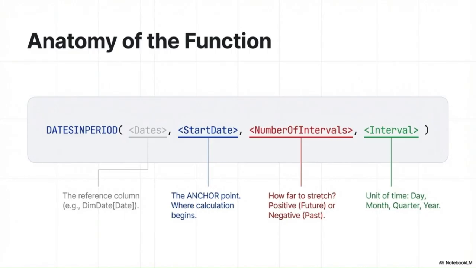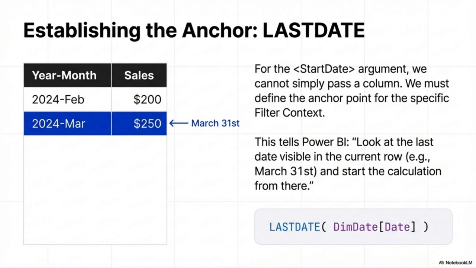Let's understand the syntax. We write DATESINPERIOD with a date, your date column, the start date, the anchor point, the number of intervals, how far you want to go, and an interval: day, month, quarter, or year. The anchor point is critical. We use LASTDATE of the dim date, and this tells Power BI to start from the last visible date in the current filter context. For example, if we are on March 2024, the anchor becomes March 31st.